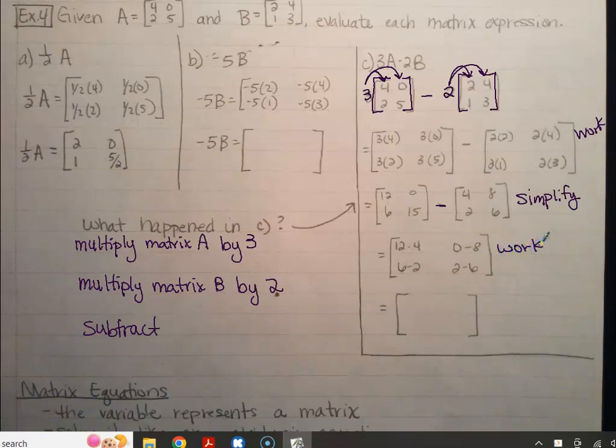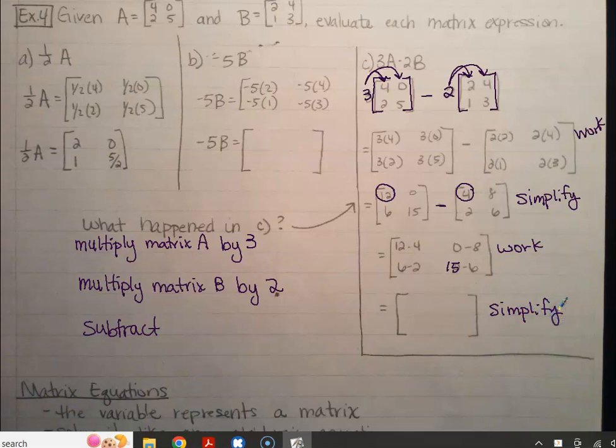Okay, so there's my work again. Again, when we're doing addition and subtraction, we're looking at corresponding elements. That's what we subtract. So this first one is 12 minus 4. My next set is 0 and 8 are corresponding. So I have 0 minus 8. Then I move to the second row. 6 and 2 are corresponding. So I have 6 minus 2. And the last one is 15 and 6. So I have, oh, why do I have 2 minus 6? I copied the wrong number down. So let's fix that. That's 15 minus 6. Okay, and we need to simplify.